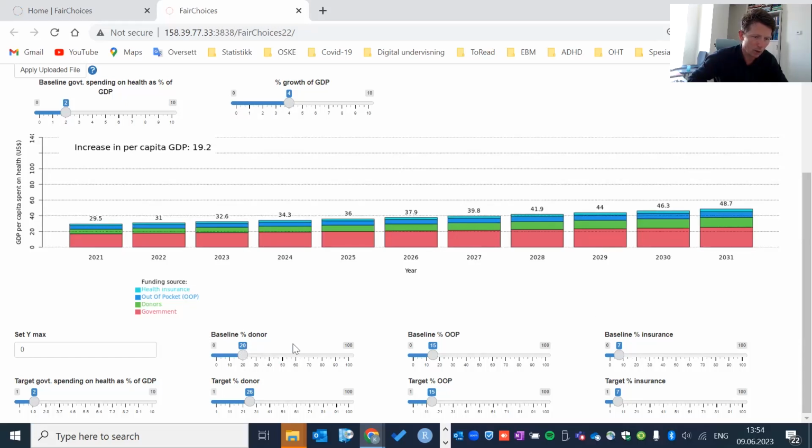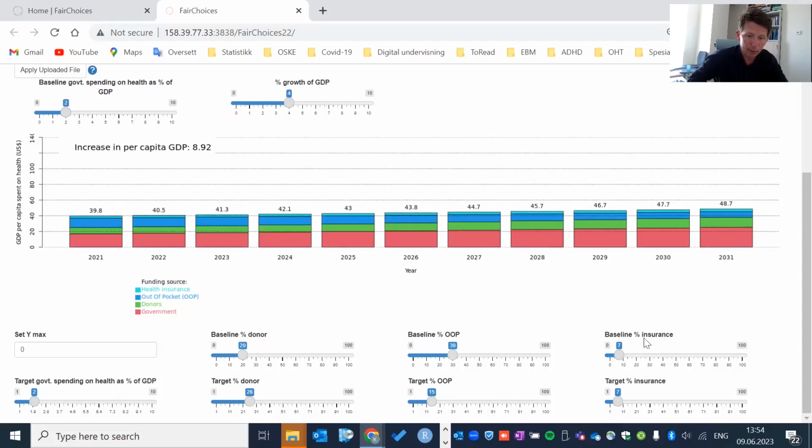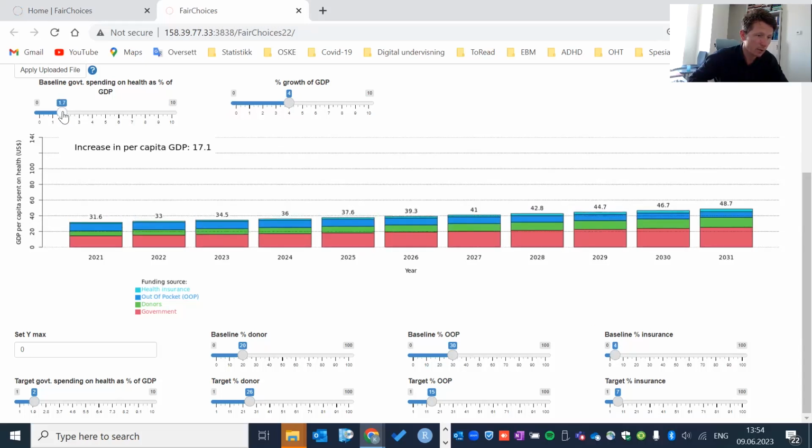We can assume that in Ethiopia, 20% of the budget comes from donors, maybe 30% comes from out-of-pocket expenditure, and maybe you have, let's say, 4% coverage of health insurance, and also maybe the government spends around 1.7% of their GDP on health. So these are the baseline input variables, and then economic growth, of course, is important, but you can also say you want a more ambitious government. You want them to maybe spend 2.2% of their GDP on health, and you saw how that influenced the forecast.